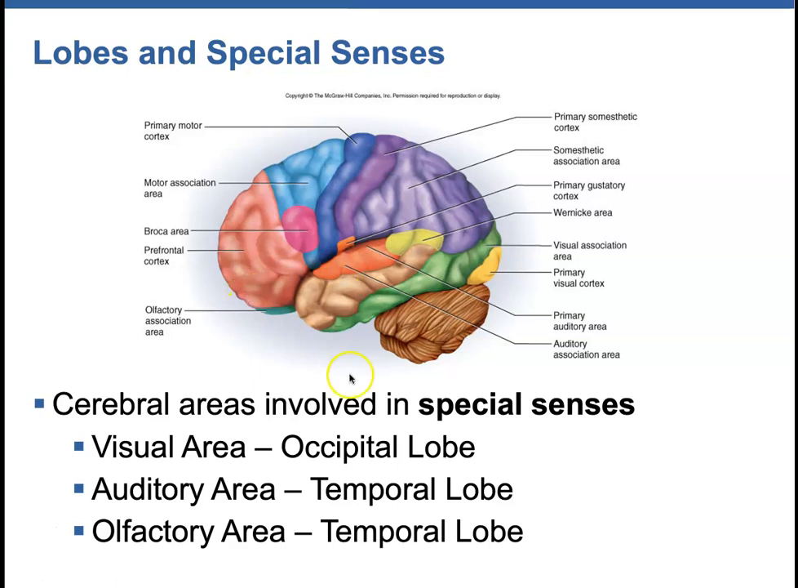And then the olfactory area, the olfactory association area is going to be here, and this is where our olfactory bulbs are located that are receiving the chemical smells from what is in our environment, and this is where that is.